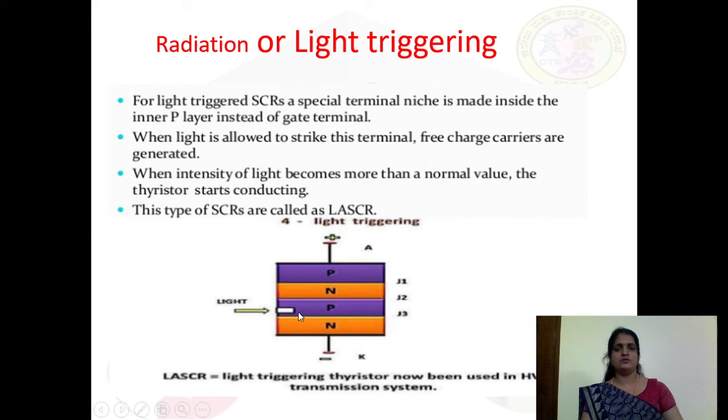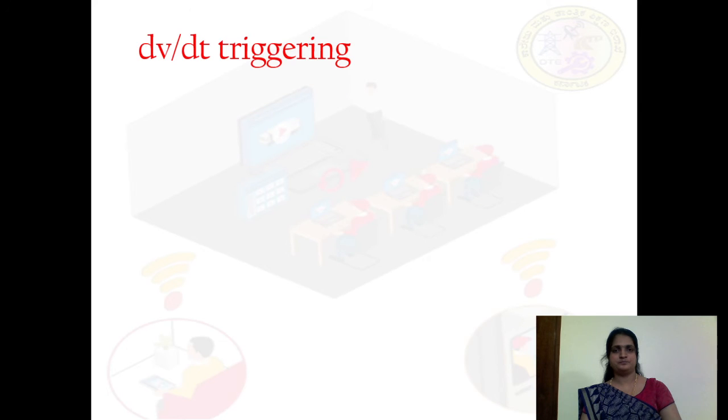This is one of the methods to turn on the thyristor. This type of SCR is called a LASCR, a light triggered thyristor. Now it is used in high voltage DC transmission systems. And this picture provides the information about triggering the thyristor with light or radiation.